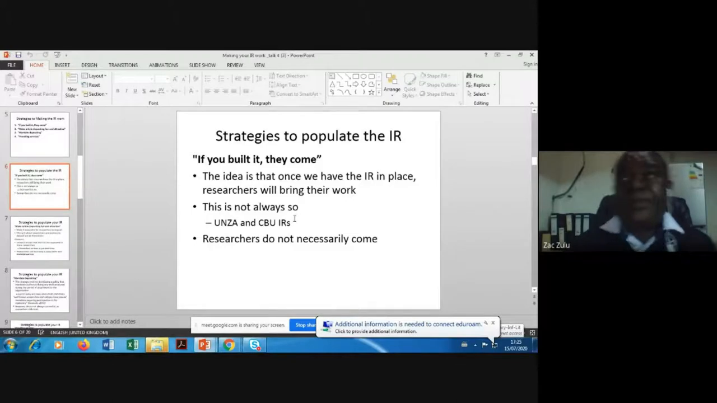We have got a publishing house, the UNZA Press. I think most of you are aware of it. That publishing department is tasked to publish journals for the university. Examples of the journals which that department is publishing are the Journal of Humanities and African Social Research. Okay. So we have partnered with them.